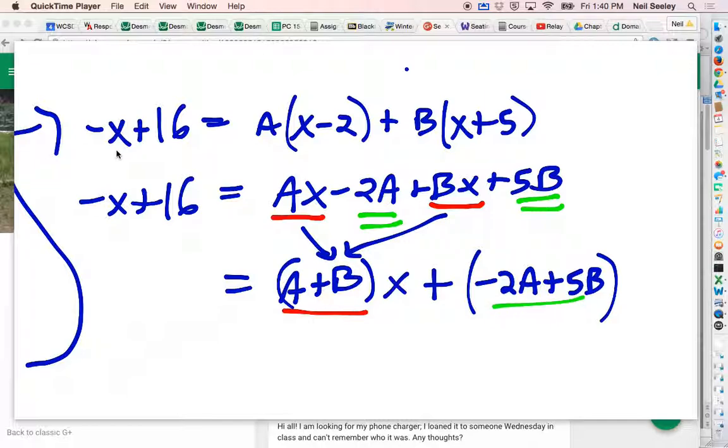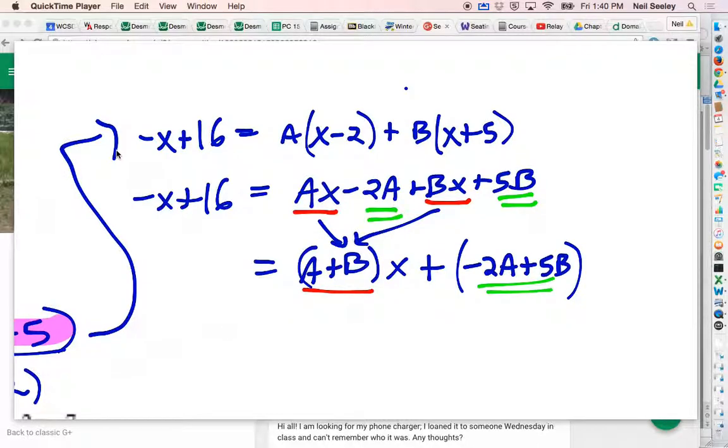Just kind of rest your eyes on that for a little bit, because that's the process that we've gone through. These are the big to-dos in decomposition. You factor your denominator in the fraction. The denominator factors become the denominators of the decomposed parts. Add the fractions. Set the numerators equal. That's where I'm at right here. And then you distribute and combine like terms.